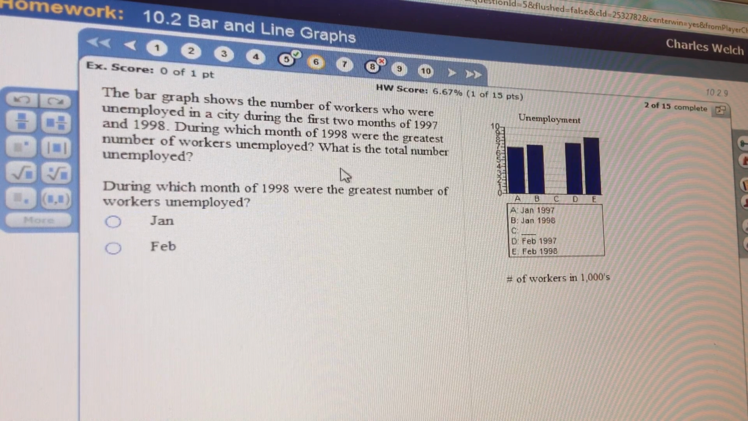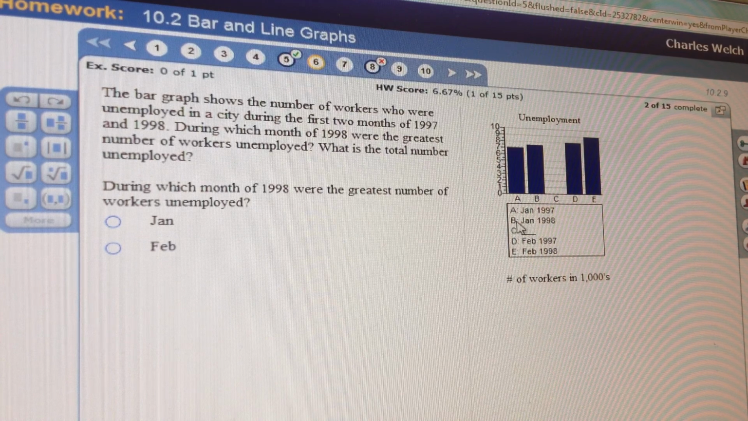Let's go on and take a look now at a vertical bar graph. You notice that the bars are in a vertical position, up and down, and that there's a scale over here on the left side. Let's see what this one's asking us about. During which month of 1998 were the greatest number of workers unemployed? So this is a bar graph for unemployment, and we want to lock in on 1998.